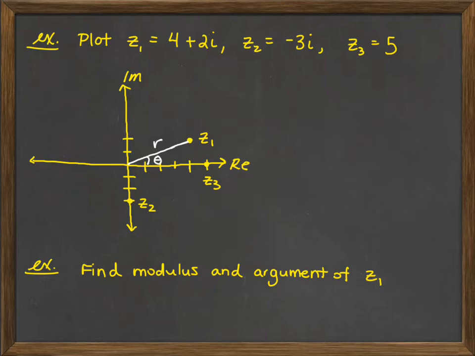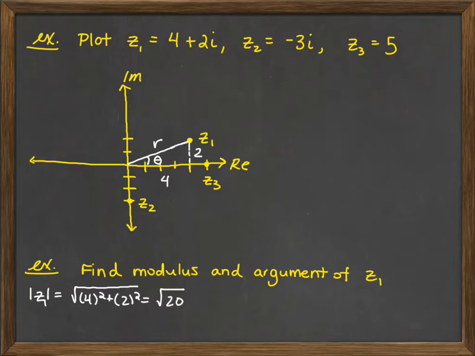And so how do we find this? Well, we've done this before plenty of times. This distance is 4, this distance is 2. So the modulus, which we sometimes write with the absolute value sign of z1, is going to be the square root, using the Pythagorean theorem, of 4 squared plus 2 squared, and that's going to be the square root of 20.